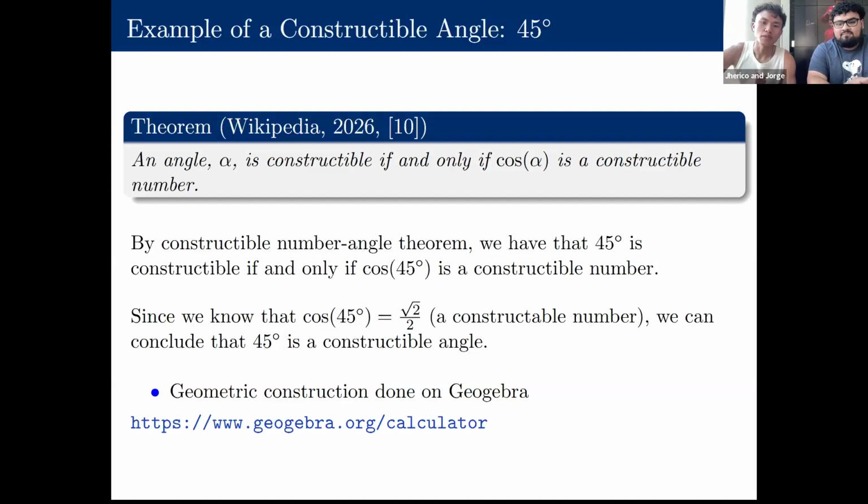And so we have this theorem that we found, which is called the constructible angle theorem. It's basically saying that an angle alpha is constructible if and only if the cosine of that angle is a constructible number. So using the constructible angle theorem, we can take the cosine of 45, and we'll see that it's the square root of 2 over 2, which is a constructible number since it's a real number. And so we can conclude that 45 degrees is a constructible angle.